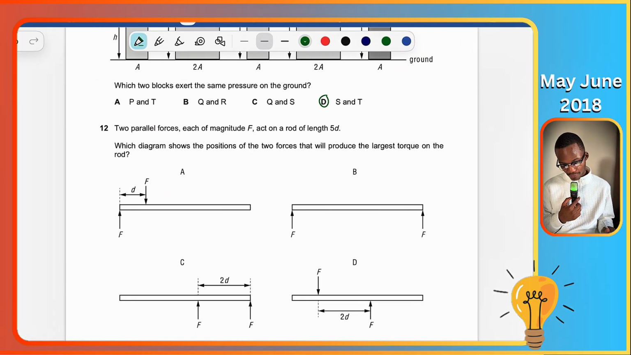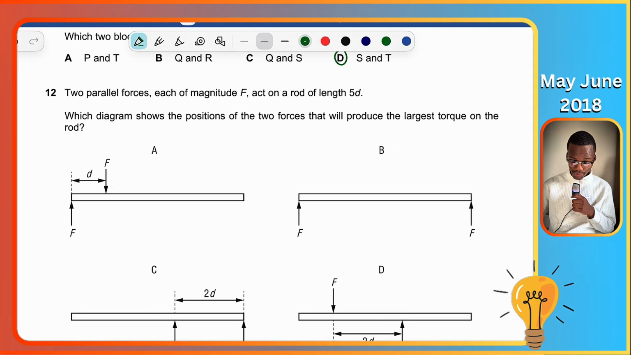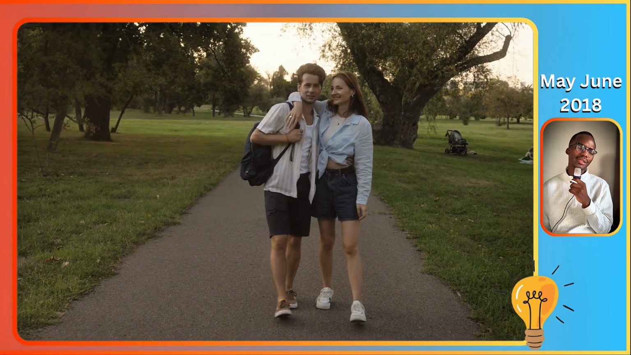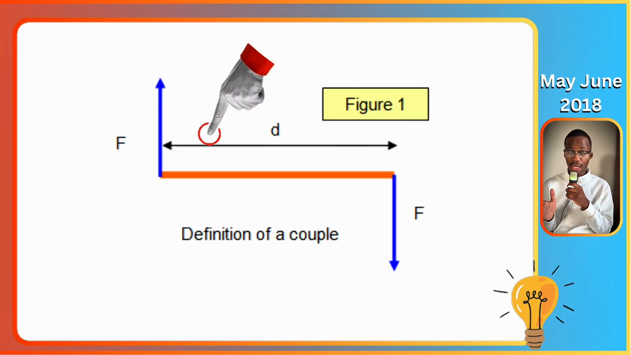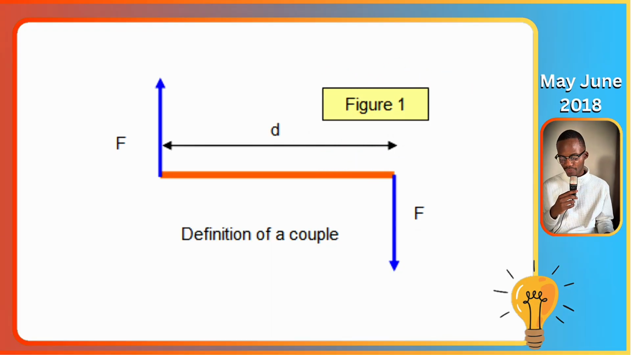Question 12. Two parallel forces, each of magnitude F, act on a rod of length 5d. Which diagram shows the position of the two forces that will produce the largest torque? So A is effectively what we call a couple. Not that kind of couple. Come on, guys. We're talking here about a pair of forces that are opposite in direction, equal in magnitude, and separated by a particular distance. We're not talking about that kind of couple.